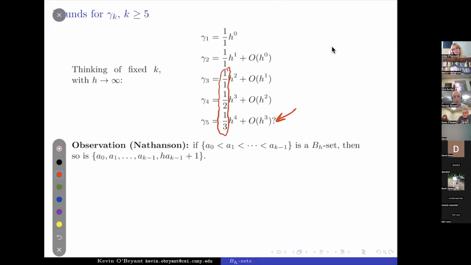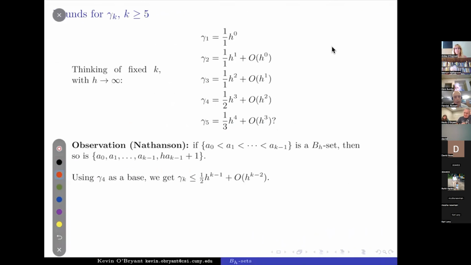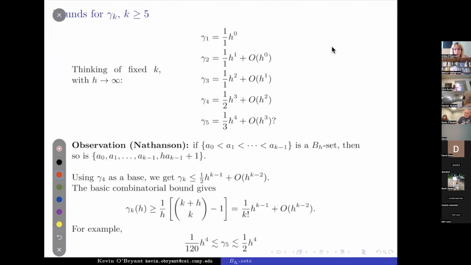So you can always just multiply by H and add 1, and you preserve this B sub H property. So once we have gamma 4 being 1/2 H cubed, we can have them all being 1/2 H to the appropriate power. So we get this upper bound on them. Before I come to improving that 1/2, the basic combinatorial argument gives us a lower bound that has the same power of H, but the coefficient is 1/k factorial. So on the right, I'm getting 1/2, and on the left, we're getting 1/k factorial.